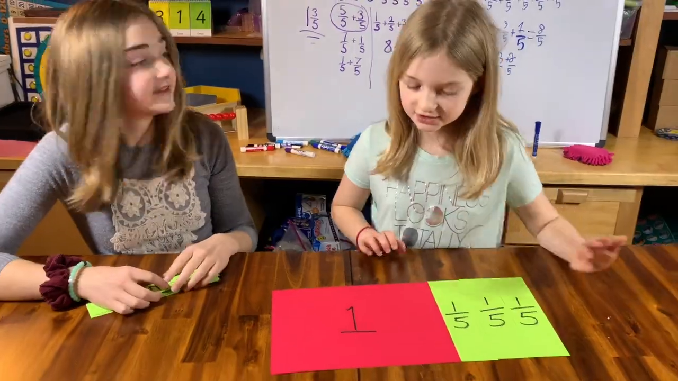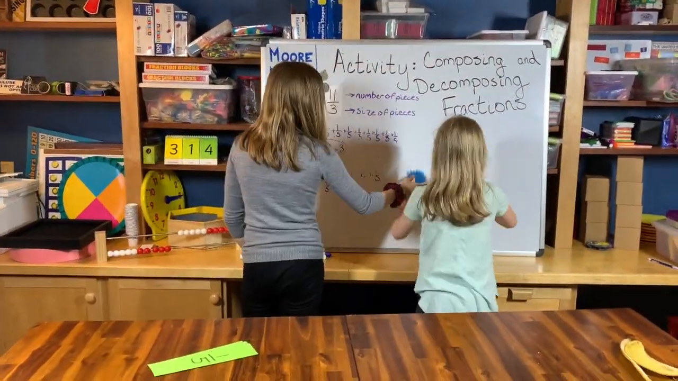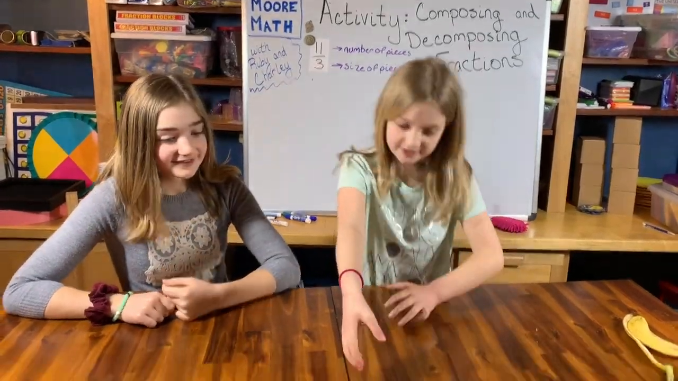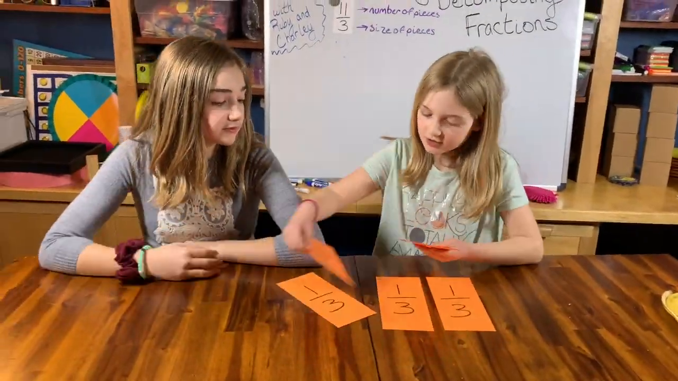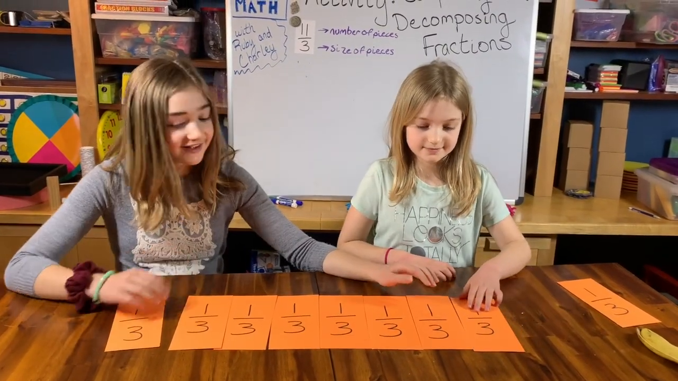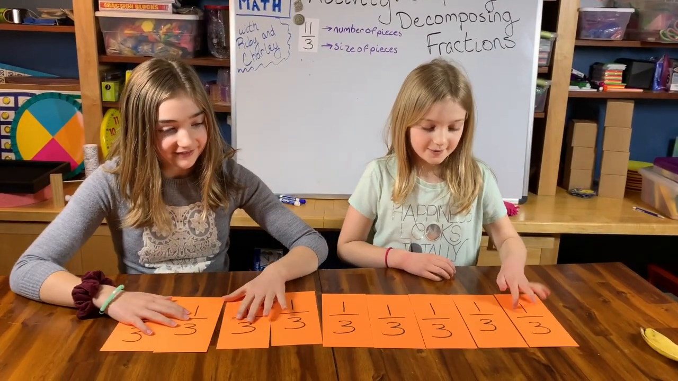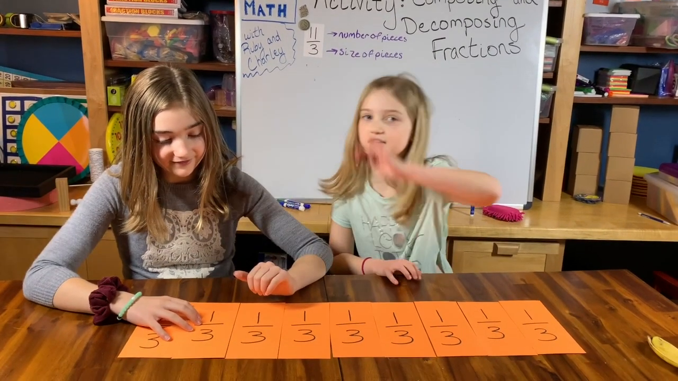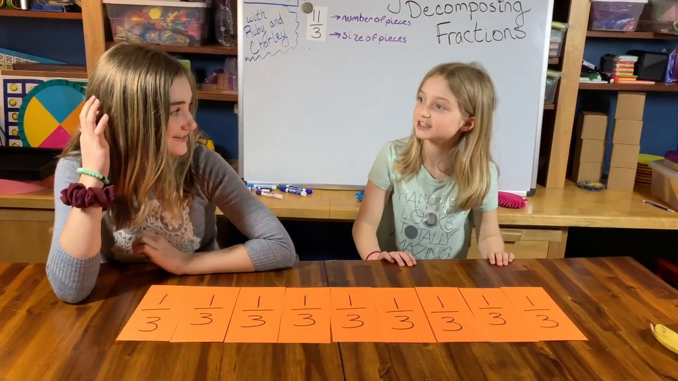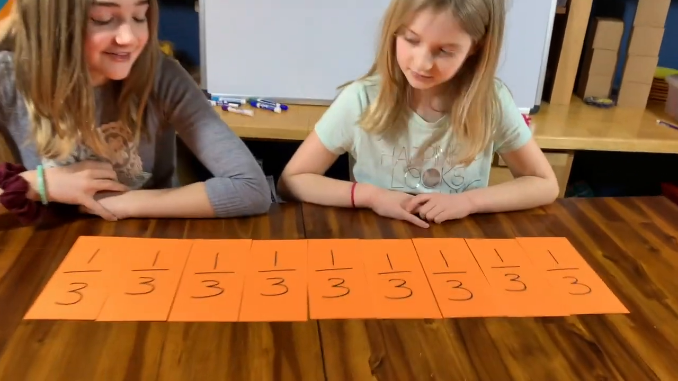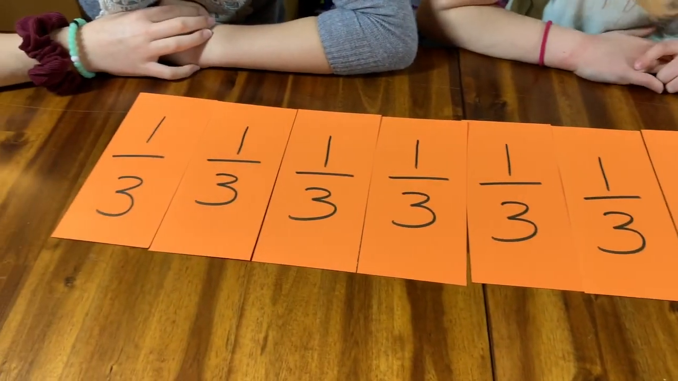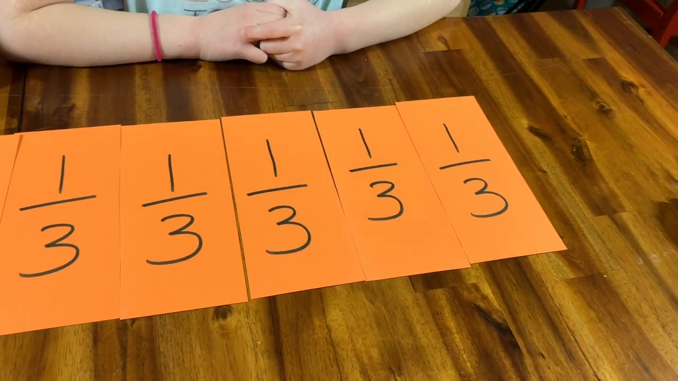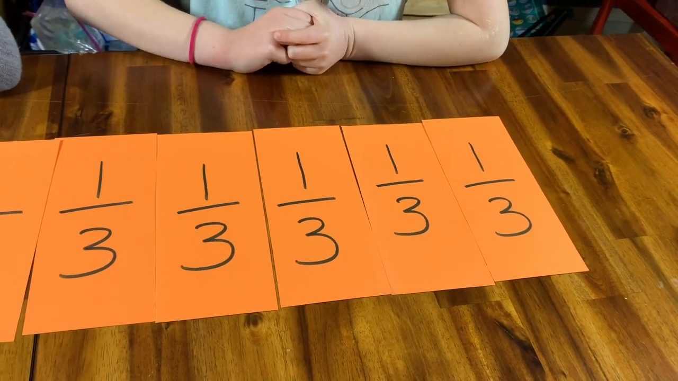Alright, next fraction. 11/3. Alright, let's get them out. Oh no. That's not good. 1, 2, 3, 4, 5, 6, 7, 8, 9. There's only 9 thirds. We don't have enough thirds to make 11/3. Can we make thirds at all?